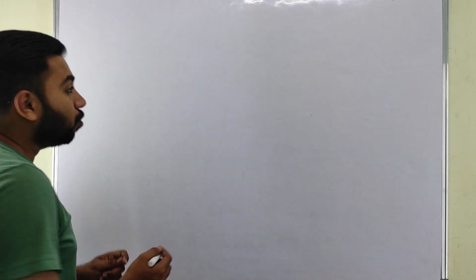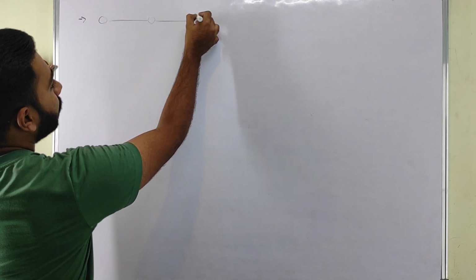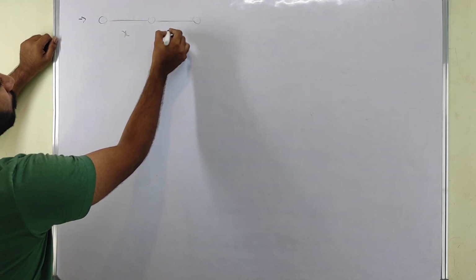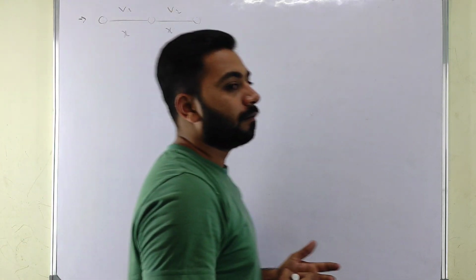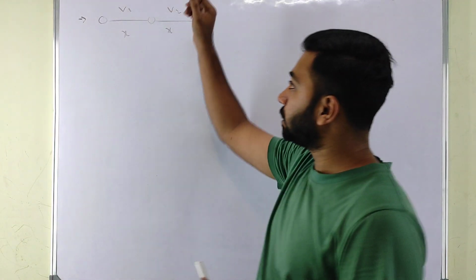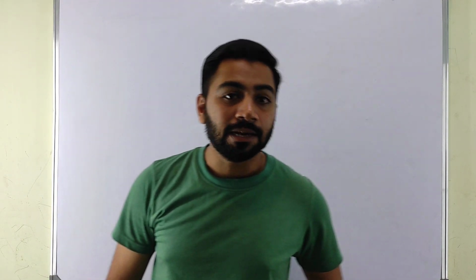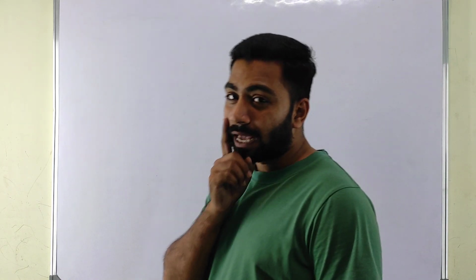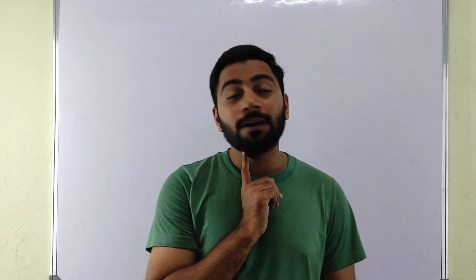Sorry for the disturbance guys, kindly adjust. So we just now derived that when a particle is moving like this, covering half of the distance with velocity v1 and half with v2, our velocity formula was 2 times v1 v2 divided by v1 plus v2. Similarly, when a particle covers equal intervals of time with velocities, we got to know it is v1 plus v2 divided by 2.